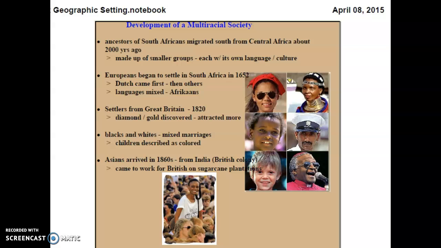And finally, we have the Asians who came to South Africa in 1860. Most were from India because India at that time was a British colony, so they came to work for British colonists in the sugarcane plantations that Africa had. And their descendants in South Africa are still called Asians, and they form the last ethnic group that we had looked at.